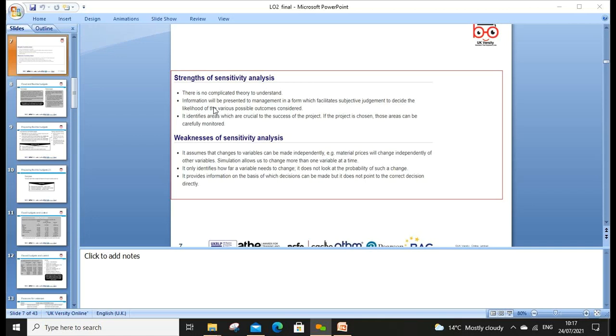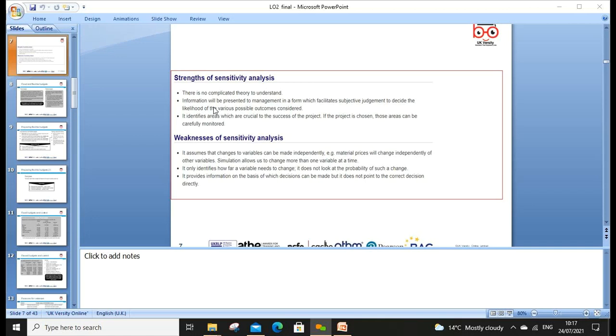So, likelihood, we can look at the strength of sensitivity analysis and the weakness of sensitivity analysis. It's assumed that the changing variable can change independently. Material price will change independently of other variables. So in sensitivity, we can look at how sensitive it is, 17%, 20%.